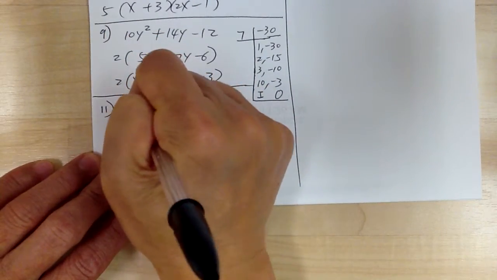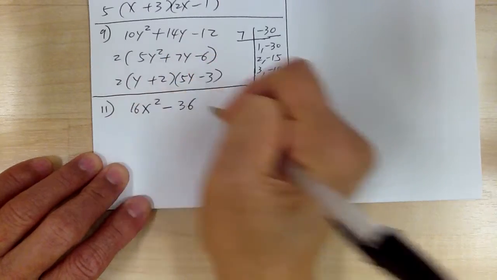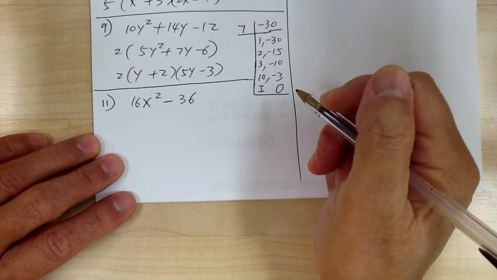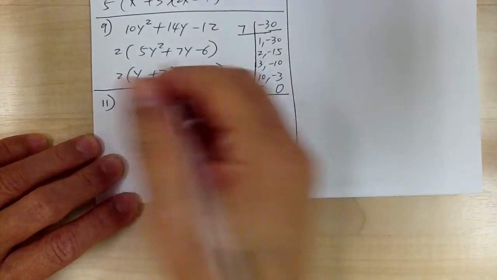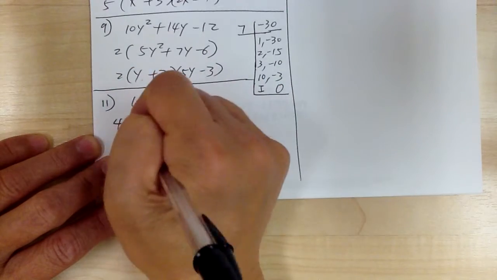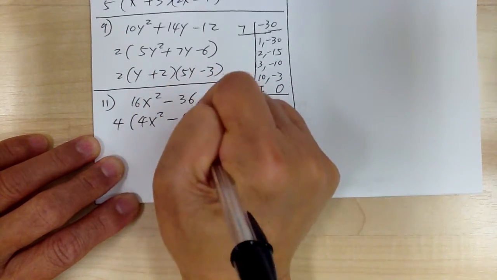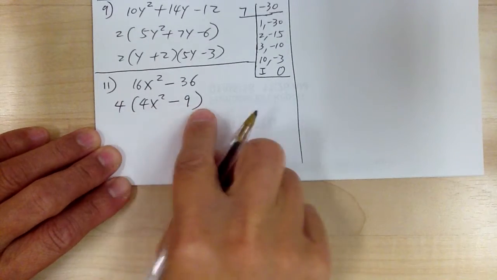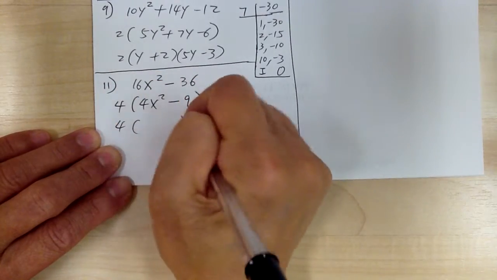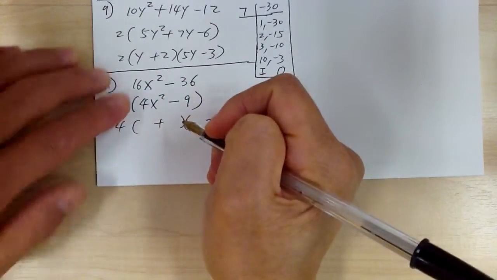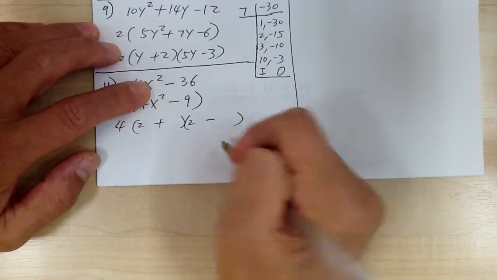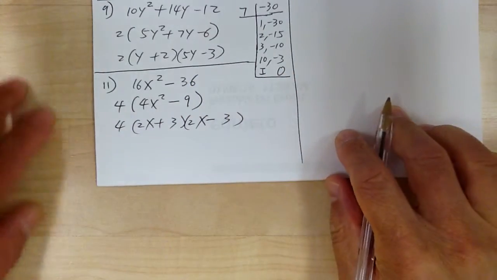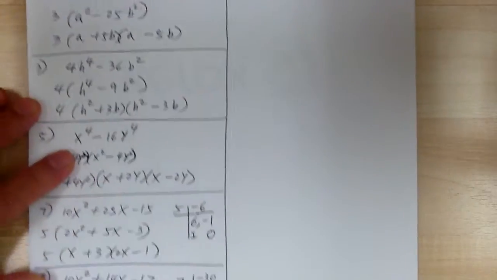You have 16x squared minus 36. So step 1, common factor. What can we factor out? 4. We can factor out the 4. So this get 4 times x squared minus 9. So that's step 1. Now step 2, these are difference of squares. So you can do the conjugate. So to get 4, you need to get 2 times 2. To get x squared, you need x times x. To get 9, you need to have 3 times 3. And that's it for your number 11. Okay, let's go to number 13.